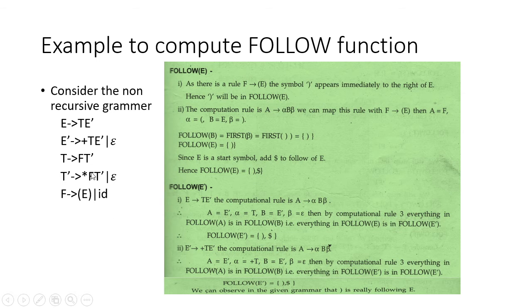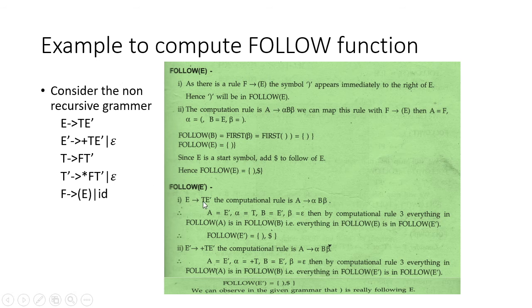Similarly, we can compute the follow of E dash. So let's look at E dash. E dash derives plus T E dash. Using this grammar again, we have to find E dash. Always remember there are two productions: E derives T E dash and E dash derives plus T E dash. Look at the right hand side, one is T E dash and one is plus T E dash. So we have to compute both of them.